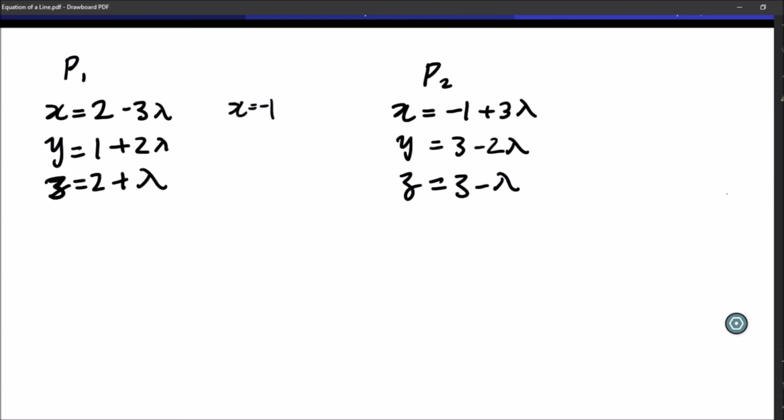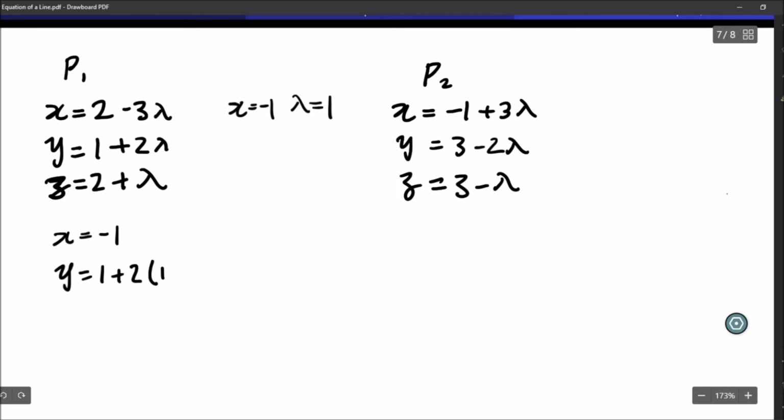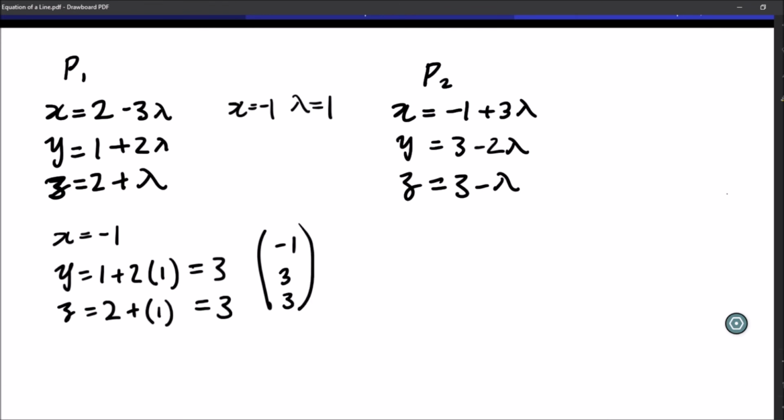So let's try that. When x is -1, lambda equals 1. So we substitute in. So x equals -1, y equals 1 plus 2 lambda, and z equals 2 plus lambda, which gives 3 and 3. Okay, so what do we have here? -1, 3, 3. All right, excellent. So if we find a parameter from P1 that generates the x value of P2, then we end up with the correct y and z value of P2.